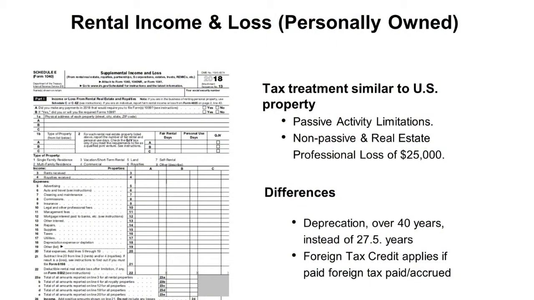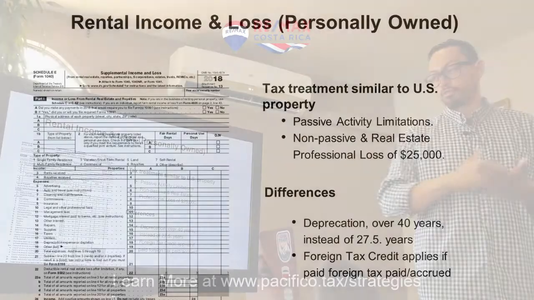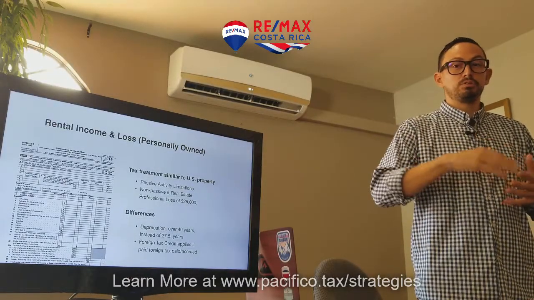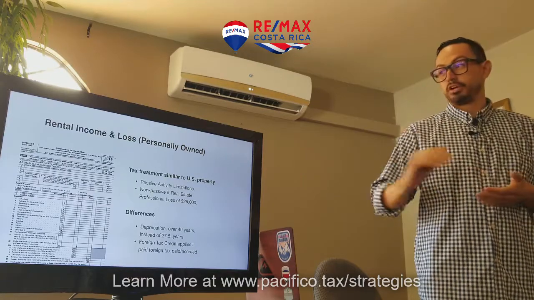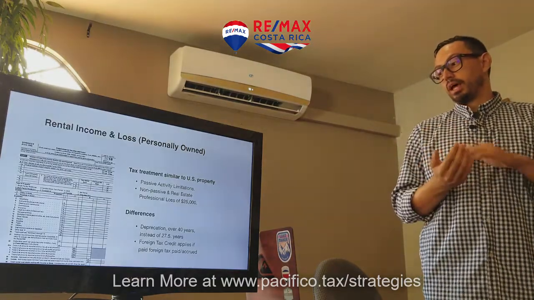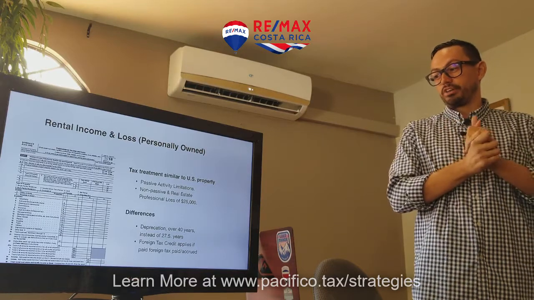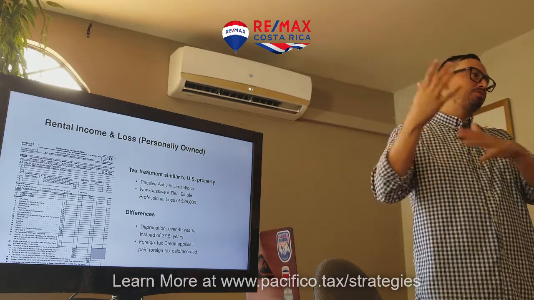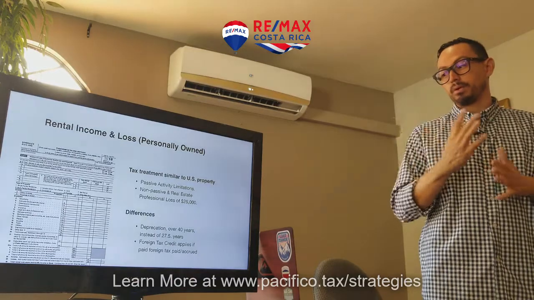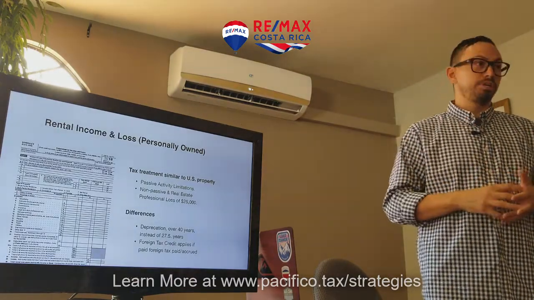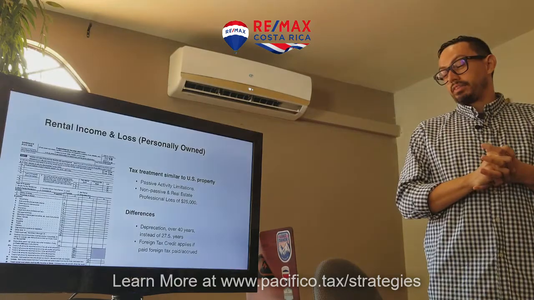Rental income and loss, if you personally own, so it's not in a foreign corporation: the tax treatment is pretty much similar to the U.S. You get passive activity losses, or if you're a real estate professional, you get losses of up to $25,000. So you get to lose up to $25,000 and claim all that in the first year for rental income. The only real difference is depreciation. The house in the U.S., you depreciate over 27 years. With the foreign property, you depreciate a little bit less, over 40 years. That's really the only main difference.